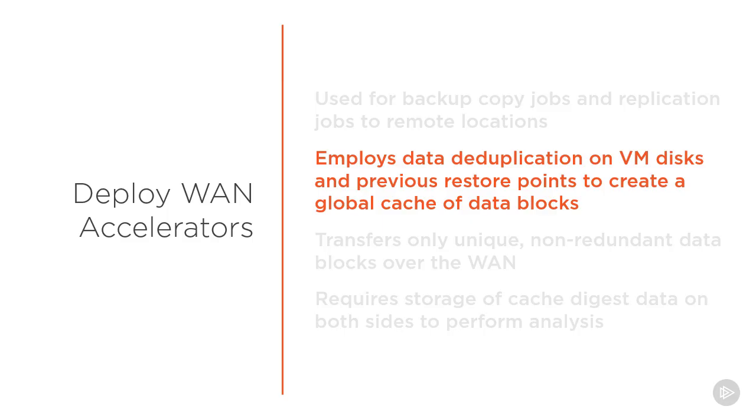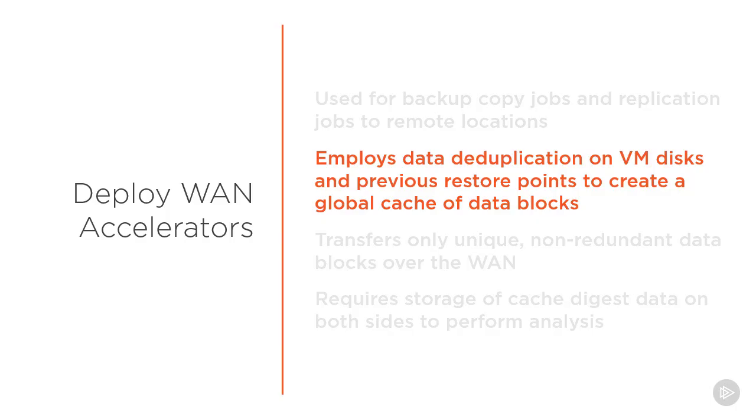What they do is employ a bit of data deduplication for the virtual machine disks and also the previous restore points to create a global cache of data blocks. This cache will exist on both sides, and so there is some storage that's required in order for these WAN accelerators to do what they're to do.